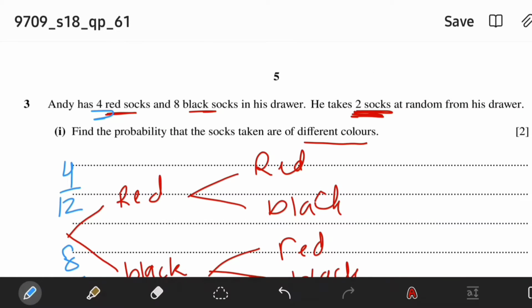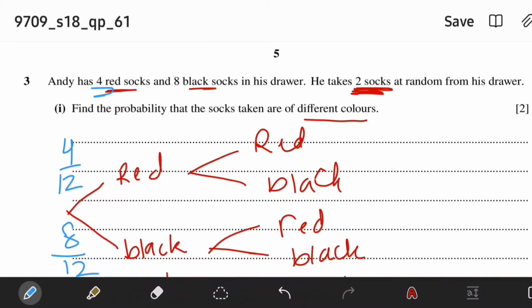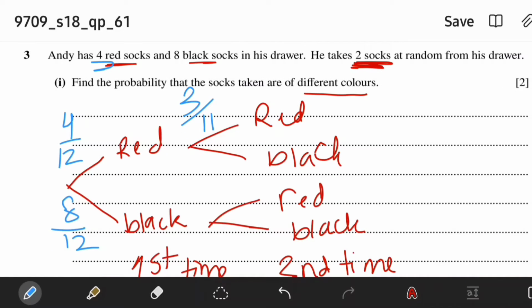Moving to the red sock on the second time, the probability would decrease from 4 to 3 since there are only 3 red socks left after picking one. So it's 3, and the total number is also decreased to 11. For the black sock, since no black socks were taken out here, the number of black socks is retained, which is 8 over 11.